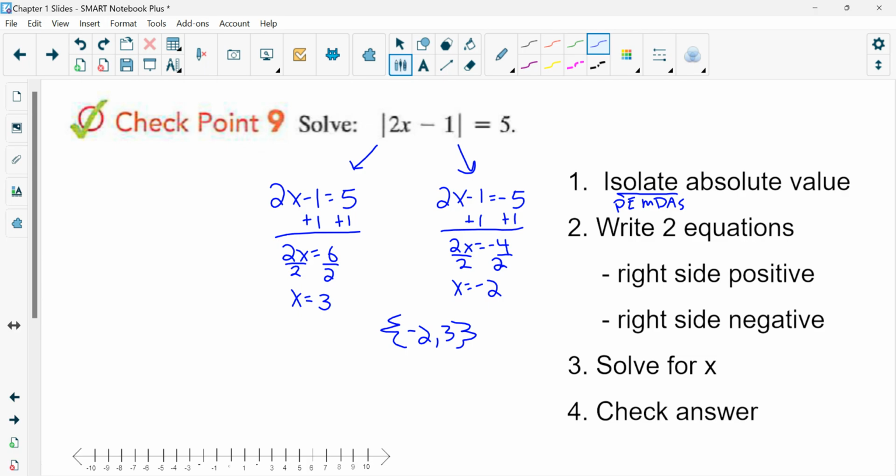And if we want to double check, we can. If I plug negative 2 in, 2 times negative 2 is negative 4. Negative 4 minus 1 is negative 5, and the absolute value of negative 5 is 5. So that makes sense. If I plug 3 in, 2 times 3 is 6. 6 minus 1 is 5. The absolute value of 5 is also 5. So those two answers do check out.